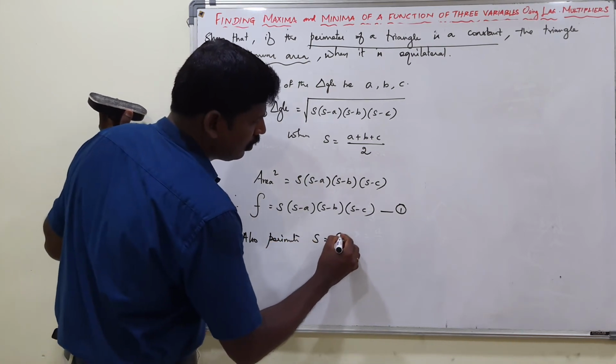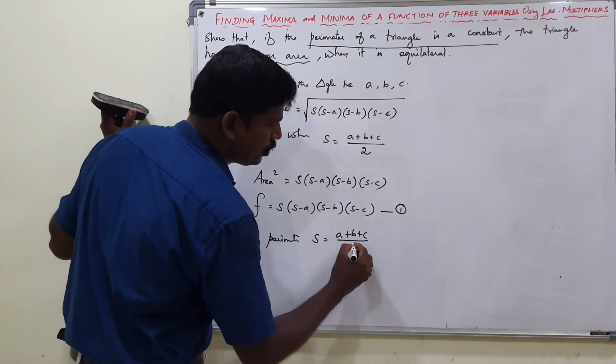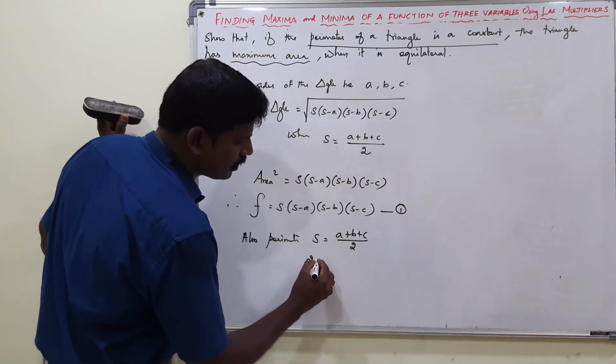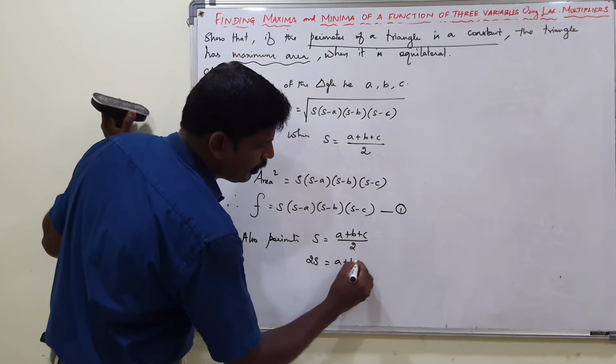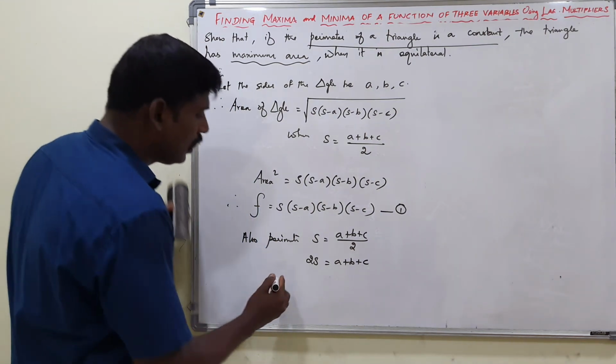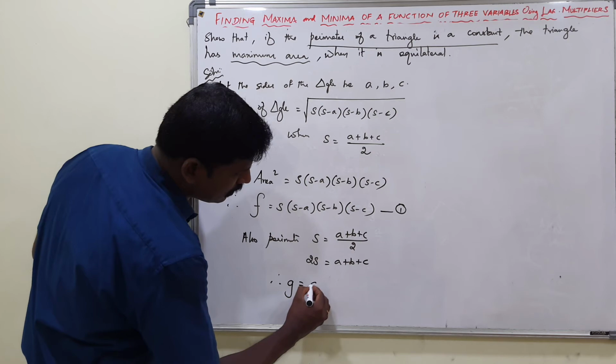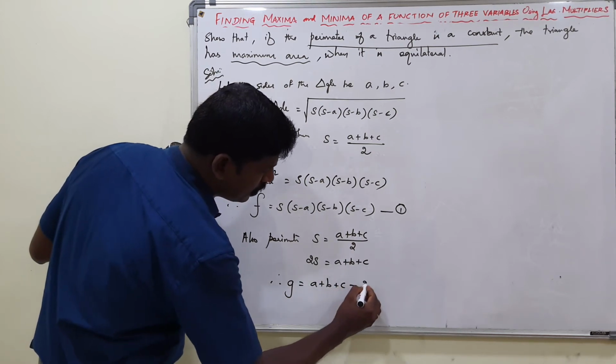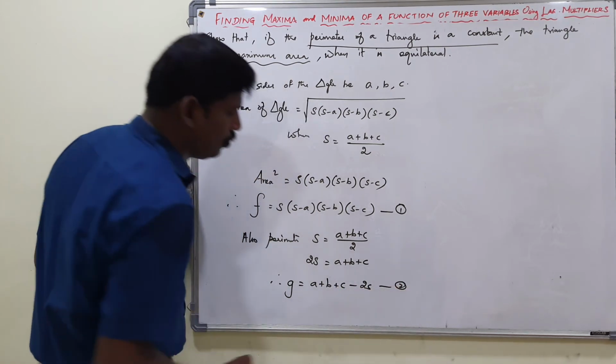S is equal to (A plus B plus C) by 2. Take this 2 into the left hand side: 2S is equal to A plus B plus C. Is that right? Therefore, G can be written as A plus B plus C minus 2S. Cartesian equation number 2.